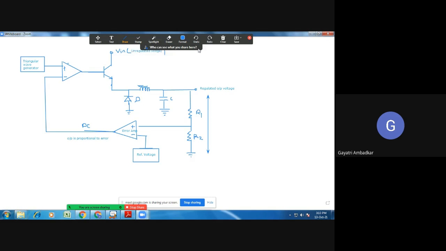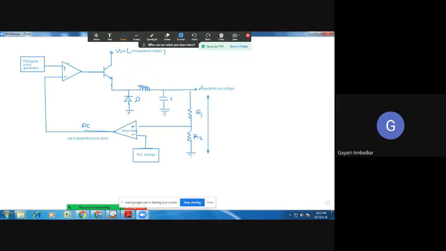Now we have tried to see. Let me save before something happens. Okay. So here output is available. Your output voltage is available here. Part of that voltage is given to the error amplifier. So the error amplifier is comparing output voltage and reference voltage. If output voltage tries to increase above the reference voltage, then the output of the error amplifier will increase. That is, it will be plus V sat. And if output voltage tries to decrease below the reference voltage, then the output voltage will reduce.